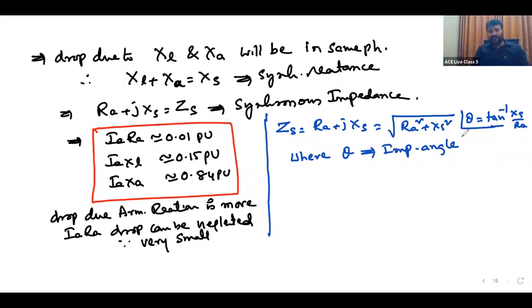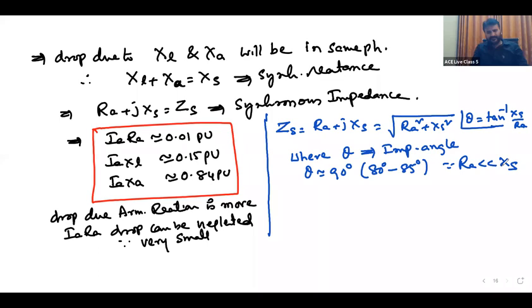Winding impedance angle: theta is equal to tan inverse of synchronous reactance by resistance. That is the impedance angle, and theta is nearly equal to 90 degrees. Practically it is 80 to 85 degrees, since RA is very, very small compared with XS. If RA is neglected, or RA is 0, then theta is 90. Practical values are 80 to 85 degrees.